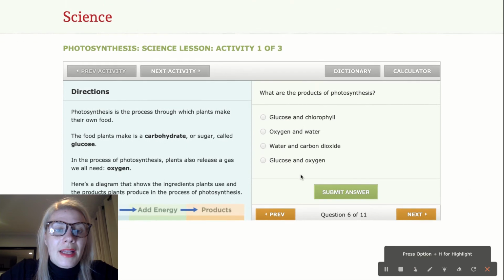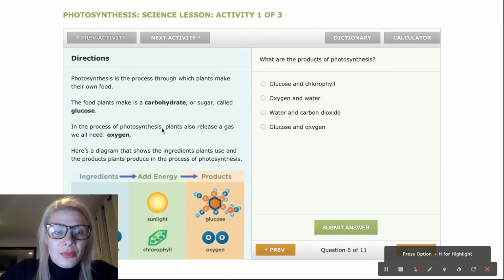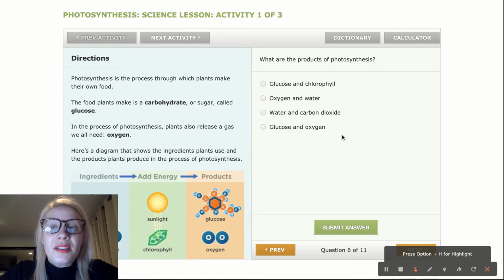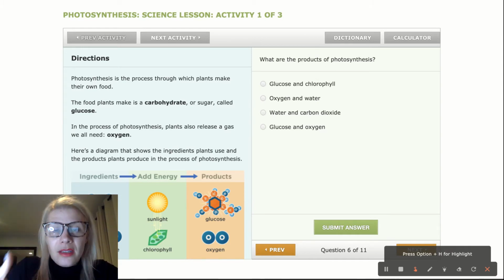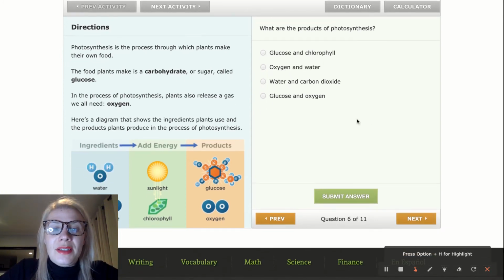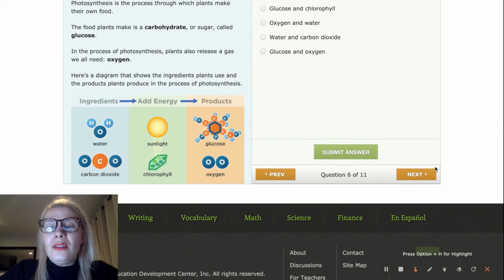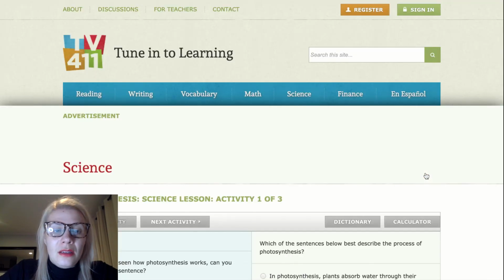Okay. Again, same reading we just read, same image. The question is different. What are the products of photosynthesis? Is it glucose and chlorophyll, oxygen and water, water and carbon dioxide, or glucose and oxygen? When we say products, we're saying about what gets made, right? What's the end product of photosynthesis? What is it making? So choose which one of these you think is correct, submit your answer, and then next.